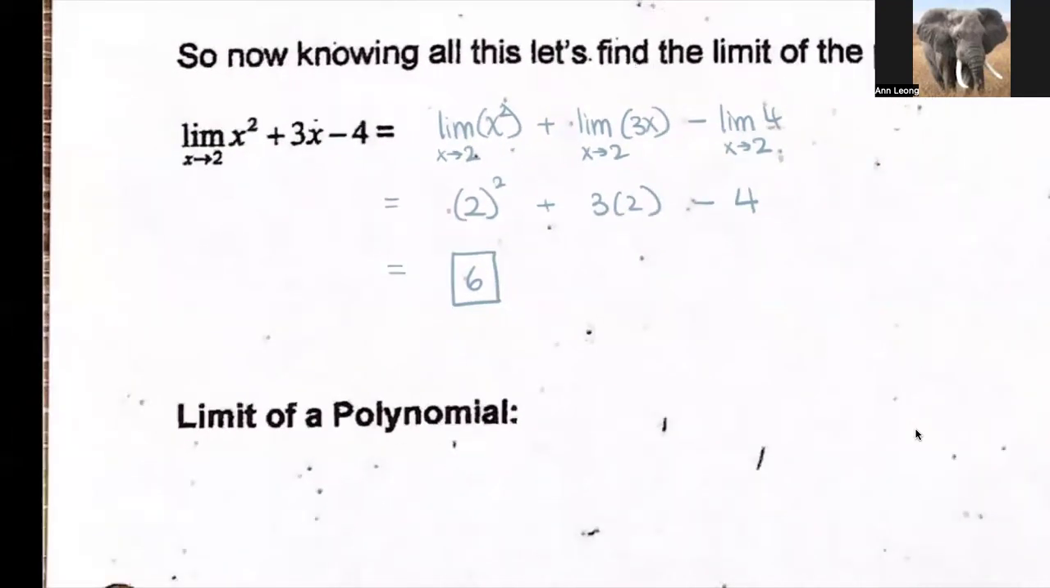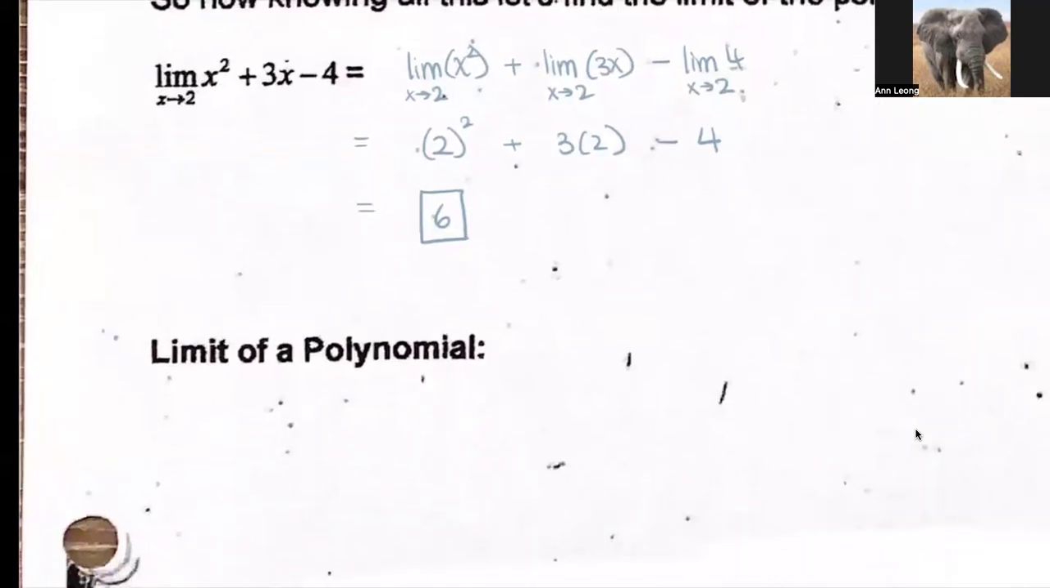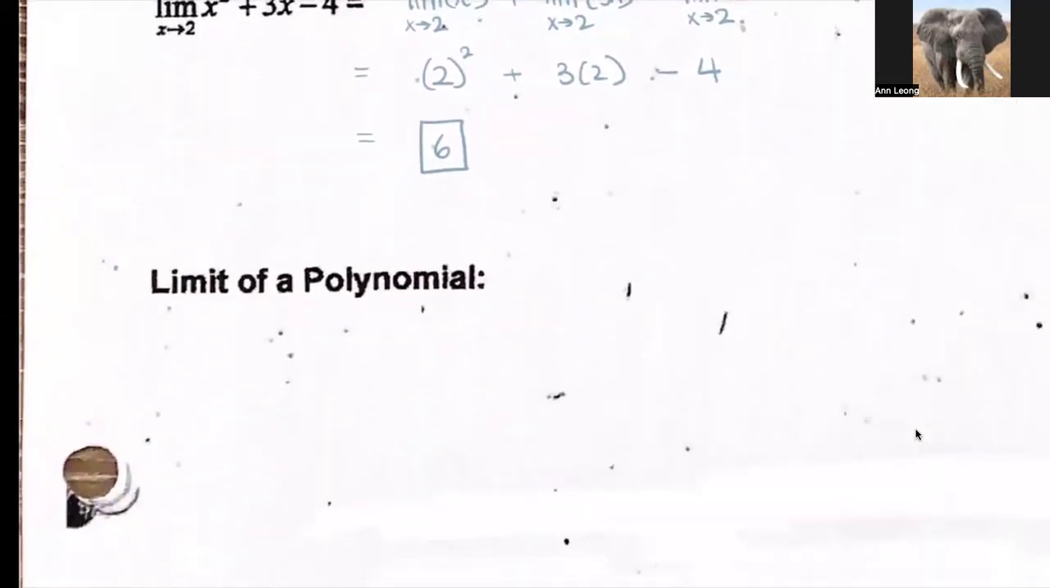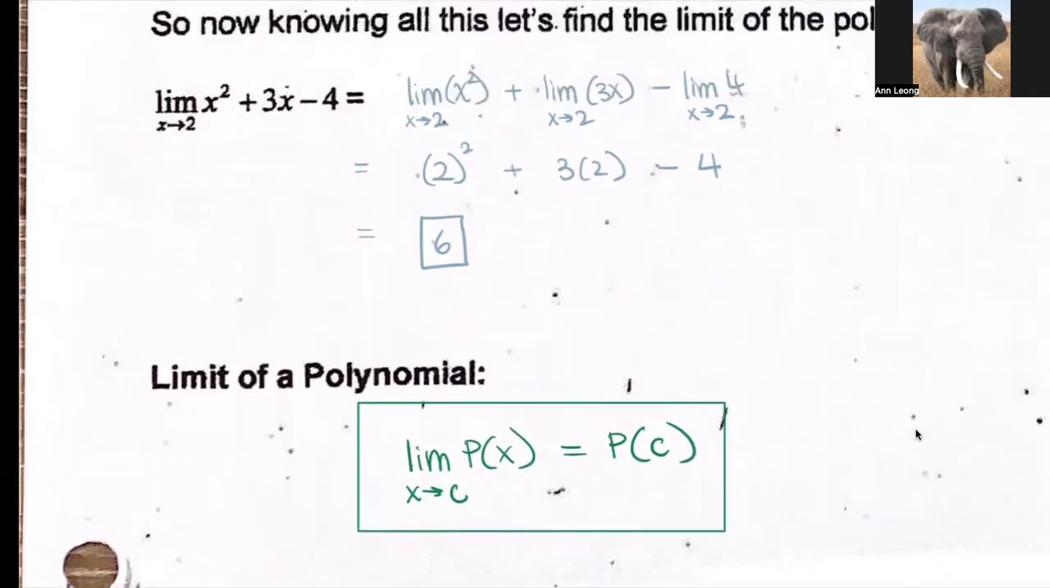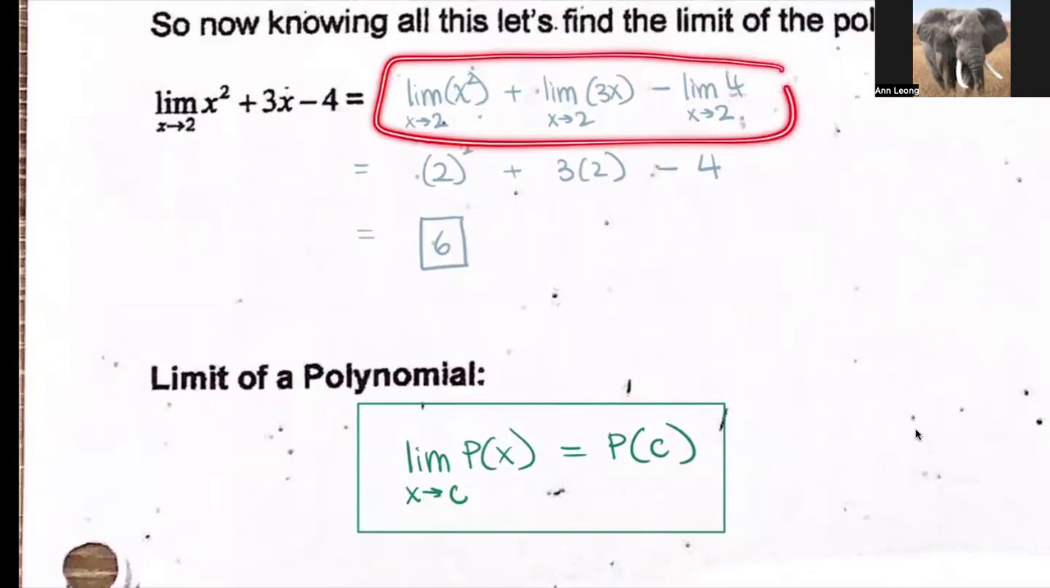All right, so in general, all that boils down to this: if you have the limit of a polynomial p as x approaches some number c, you can just plug that constant into the polynomial. So you do not have to show all this, because using all those properties, we can just plug into the x. And that gets us our answer.